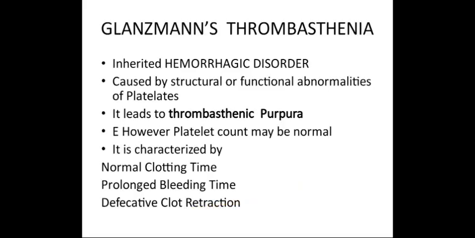Then we will see Glanzmann's thrombasthenia. This is an inherited hemorrhagic disorder. It is caused by structural or functional abnormality in platelets. It leads to thrombasthenic purpura. However, the platelet count is normal and it is characterized by normal clotting time, normal or prolonged bleeding time, but defective clot retraction.